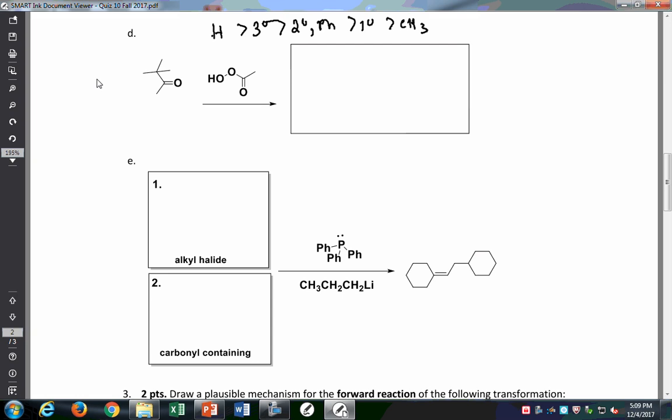So we have a tertiary and we have methyl. Tertiary is easier to move, so it's going to insert between the carbon-oxygen double bond and the tertiary carbon. And then you formed an ester.